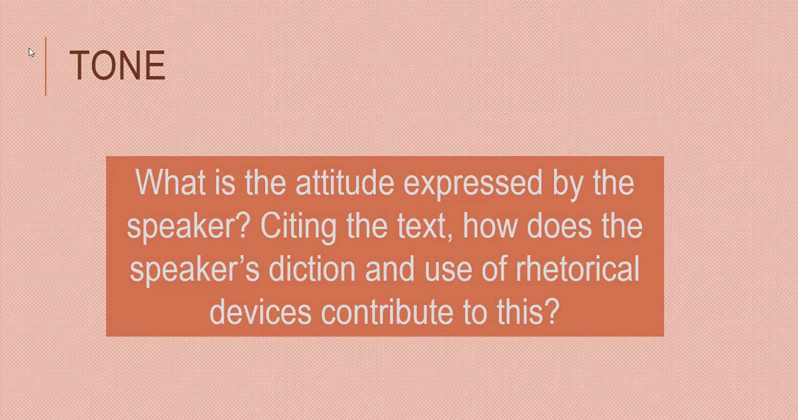And finally, when considering the text's tone, one should ask themselves, what is the attitude expressed by the speaker? How does the speaker's diction and use of rhetorical devices contribute to this? Here is where we would use what we've learned about diction and rhetorical devices and how they affect the meaning and tone of a text, and use them. We would propose an overall tone for the speech and describe how the speaker's uses of diction and/or rhetorical devices supports it.